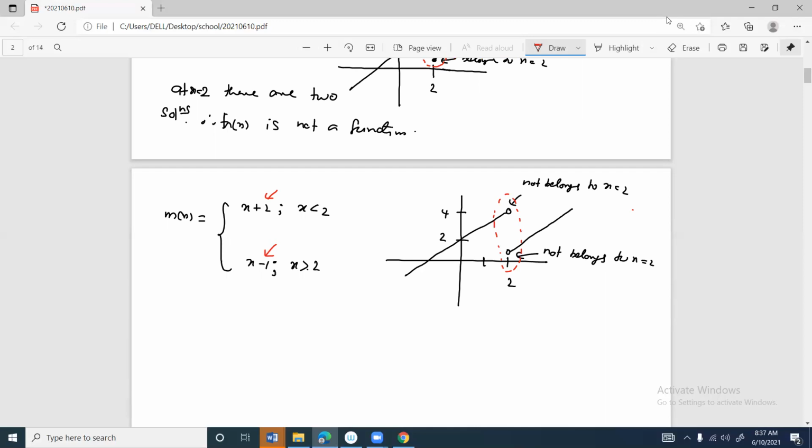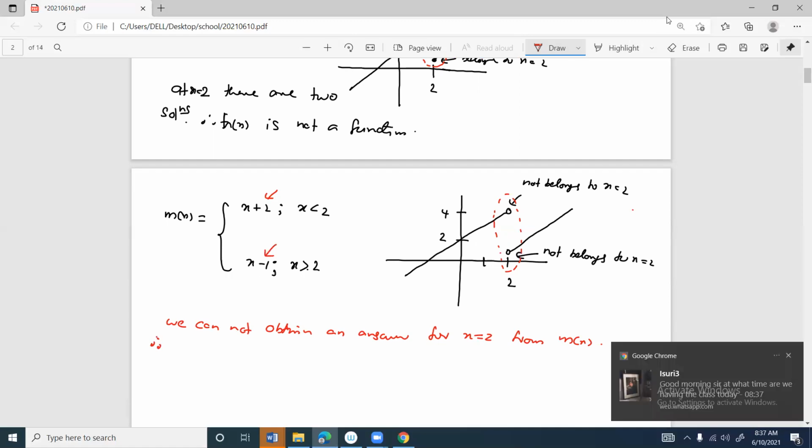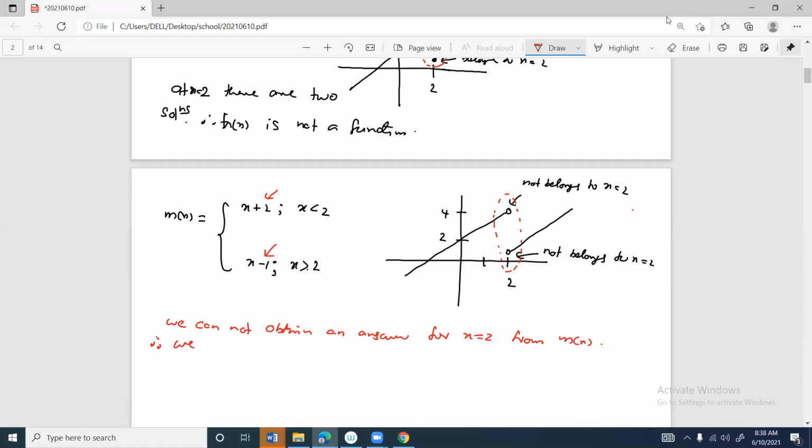To be a function, what is the requirement? Whatever the value in the domain, there should be a solution. So we cannot obtain an answer for x equals 2 from the m(x) function. Therefore, m(x) is not a function.